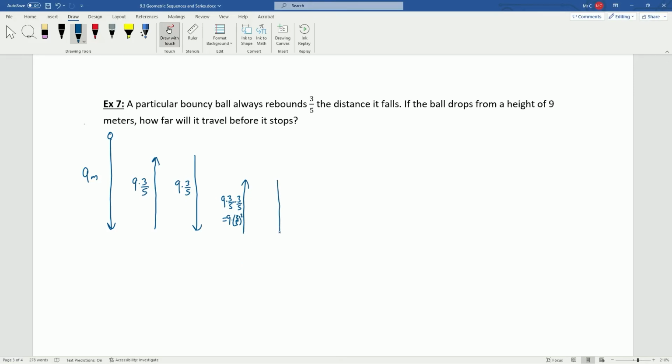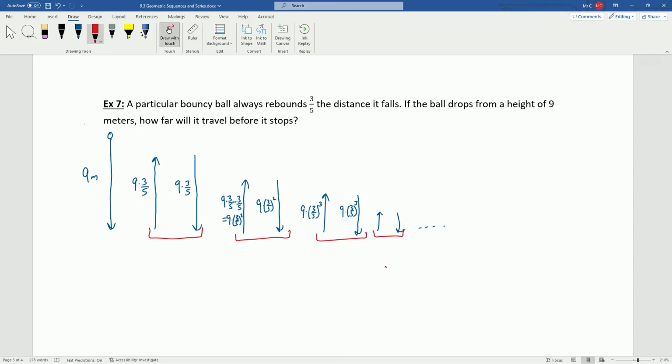Well, that's really just 9 times 3/5 squared. And then it's going to fall down 9 times 3/5 squared. And then it's going to bounce 9 times 3/5 cubed, right? Because we're multiplying by 3/5 again. And it's going to fall 9 times 3/5 cubed. Okay, I think we see the pattern now. But one of these things is not like the others. See, all of these, except for the first, are paired up with a fall that's the same exact distance as the bounce.